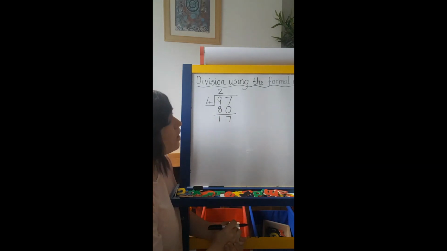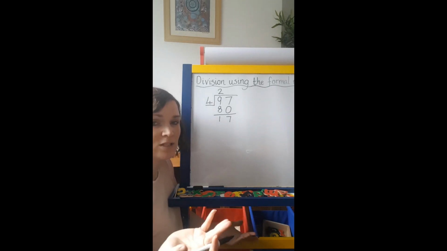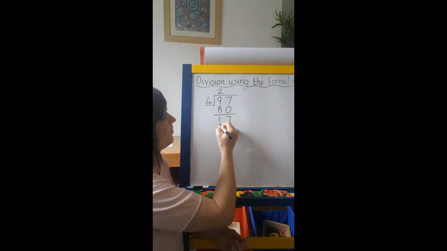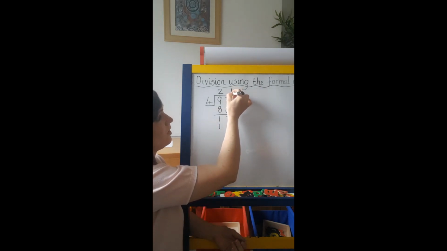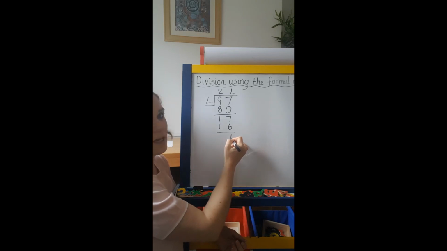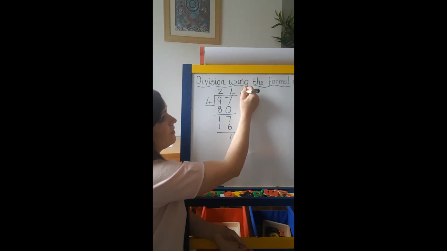Then you're going to do how many 4s go into 17. So take your 4 times table. 4, 8, 12, 16. That's 4 4s and 16. Record that up there. There were 4 4s in that. You take that away and you're left with 1, and that's your remainder, and you write it up the top.